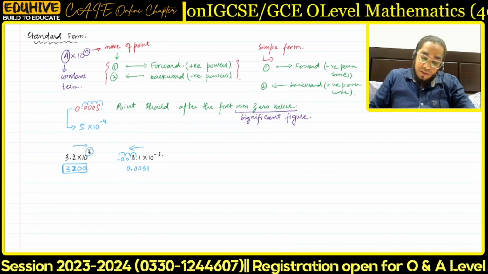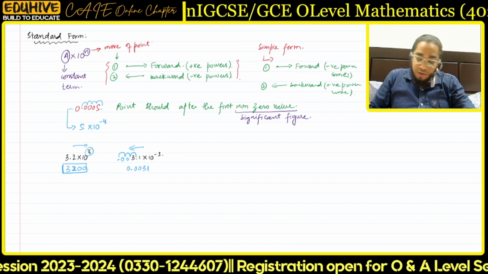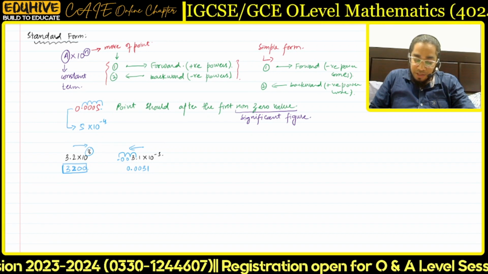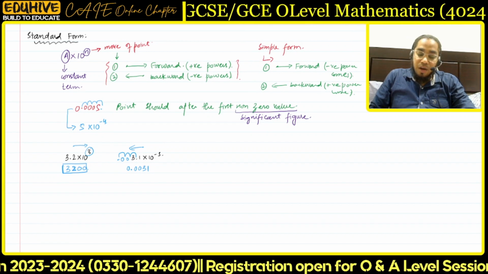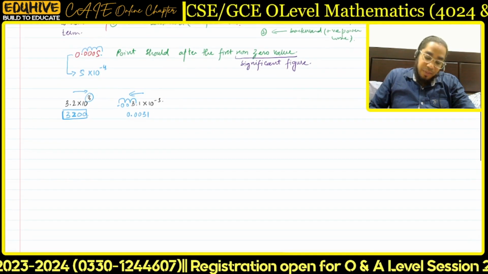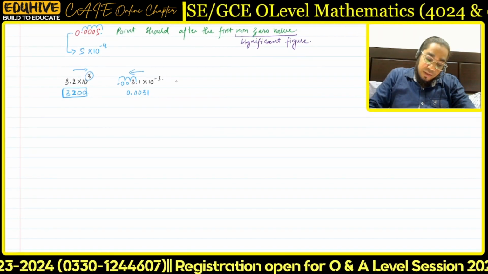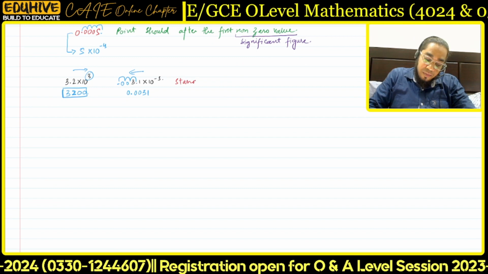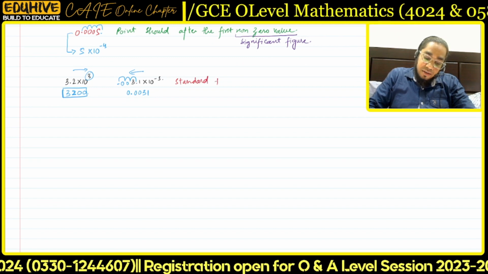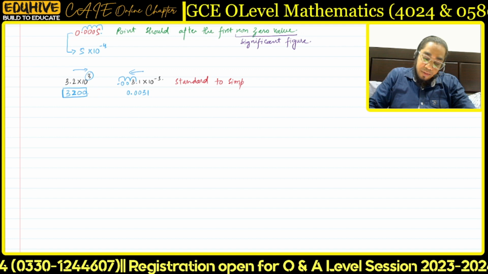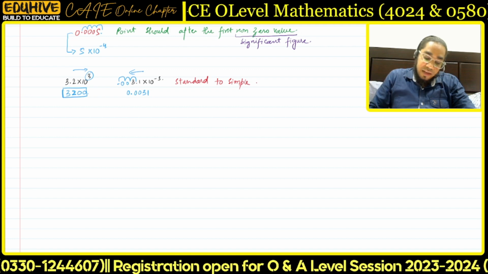But when you are just converting the simple form to the scientific notation, that means you are using that rule. Okay. So let's suppose that was in a standard form, standard to simple. So that's why I just use that rule.